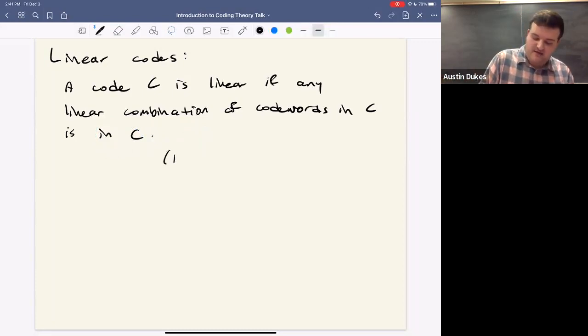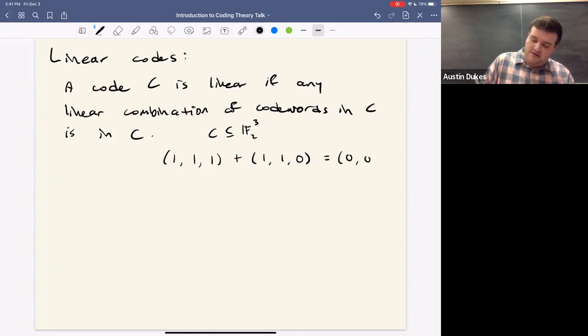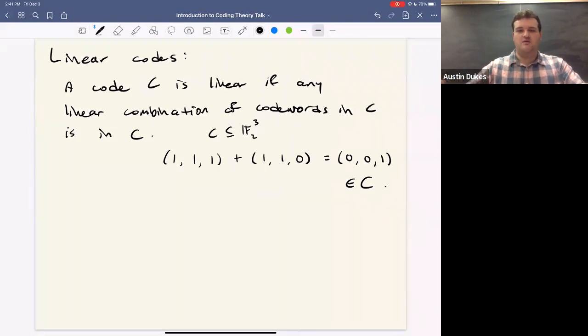For example, if I take 1, 1, 1 plus 1, 1, 0, that's a linear combination of two vectors. Let's say they're in C, which is considered a subset of F2 to the 3. If I take this combination, I get 0, 0, 1. And if C is linear, then this element is guaranteed to be in C. Already I know a lot more about the elements with this assumption, because once I know two elements, I know a third. Once I know the difference of two elements, I know a third. I can multiply elements by a scalar and know another element, etc. So I definitely have some more structure in this code immediately.